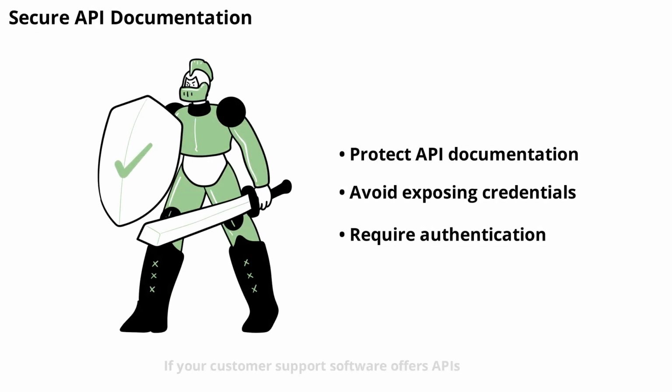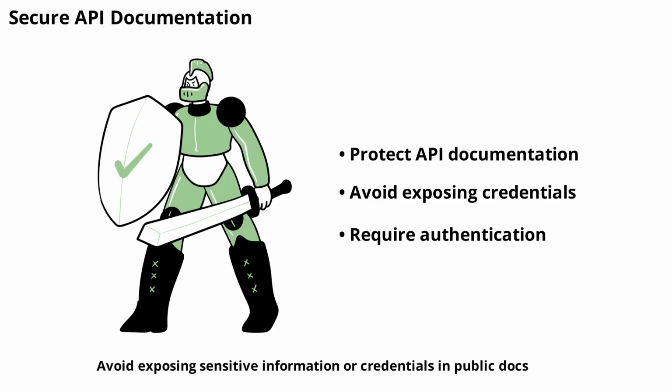If your customer support software offers APIs, ensure the documentation is secure. Avoid exposing sensitive information or credentials in public docs. Require authentication to access detailed API guides and regularly review documentation for security risks. Secure documentation prevents accidental data leaks.